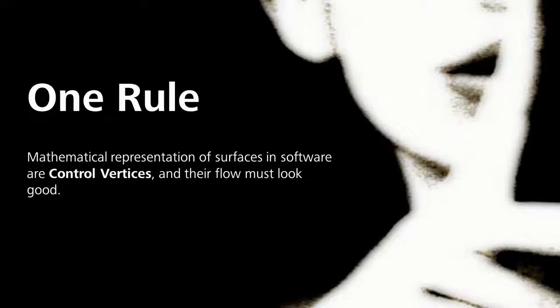So just again, to back that up, if I had to give people one rule to think about when they were doing Class A surfacing, I would say pay attention to those control vertices. I can open a model, turn the control vertices on, and decide in 30 seconds if I think it's good or bad. No analysis tools are required. And most Class A people would probably be in the same boat, I believe. Their flow must look good internally into each surface, and from surface to surface to surface, these things must look good, okay?